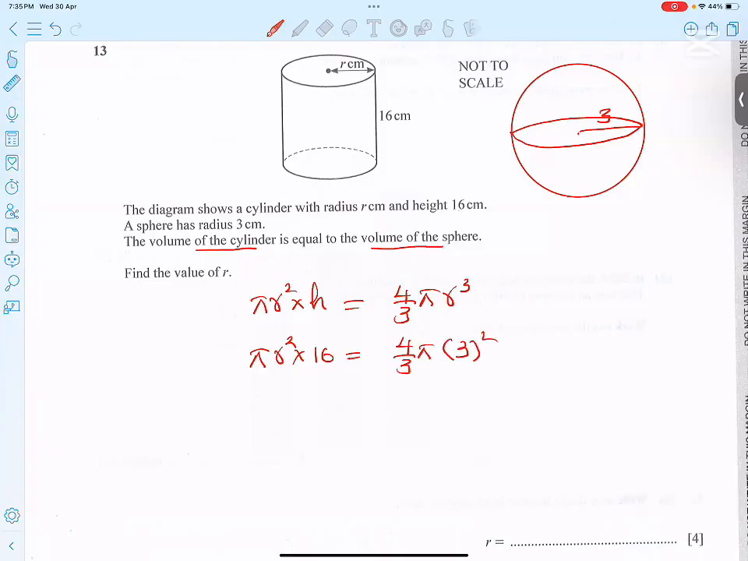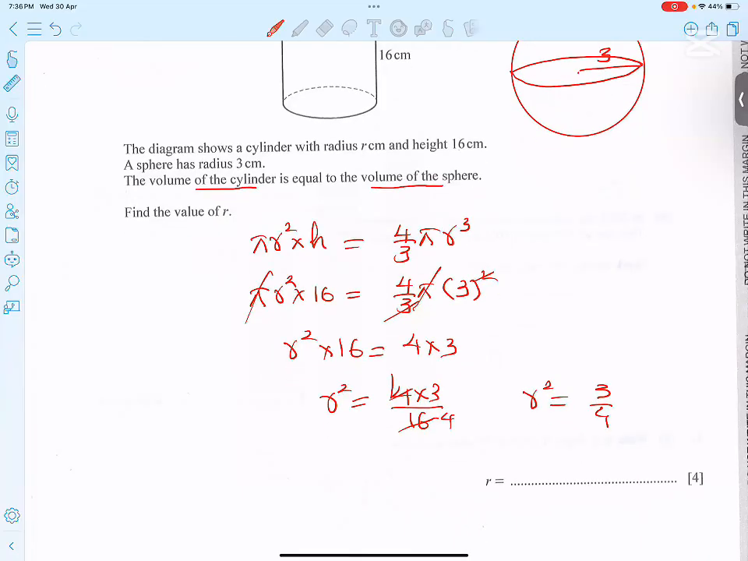I'm copying. Now, this pi will cancel. You can directly cancel, no issue at all. Sorry, 16 is multiplying with r square. So this is a 9, but the 3 will cancel out. We got a 4 into 3. r to power 2 is becoming 4 into 3 over 16. So 4 ones are 4, 4 fours are 16. r to power 2 is equal to 3 over 4. And now take a root of both sides.